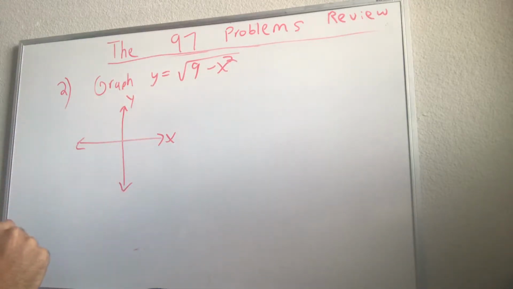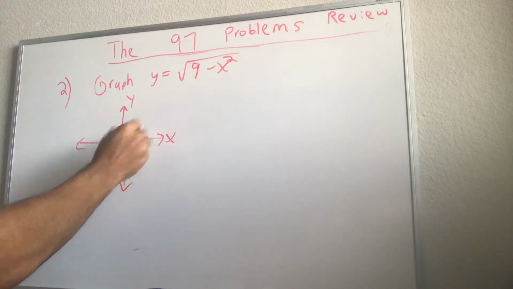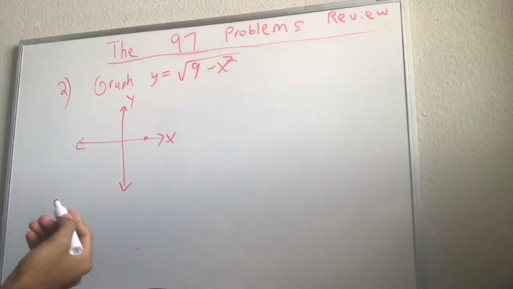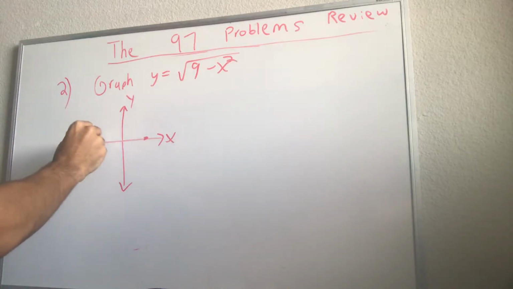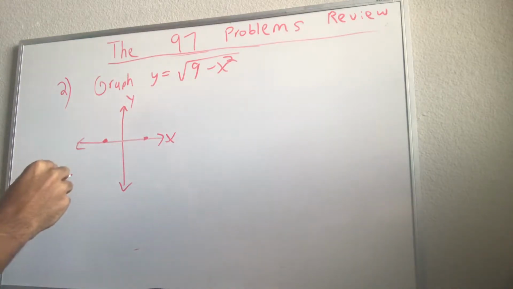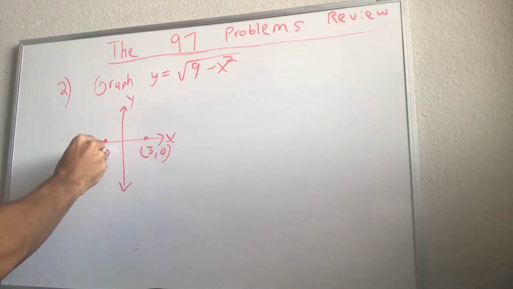And so looking at this, I know that if x was 3, right? If x was 3, y is really just 0. Similarly, if you have x being negative 3, your y value is 0. So this is 3 comma 0, right? And this is negative 3 comma 0.